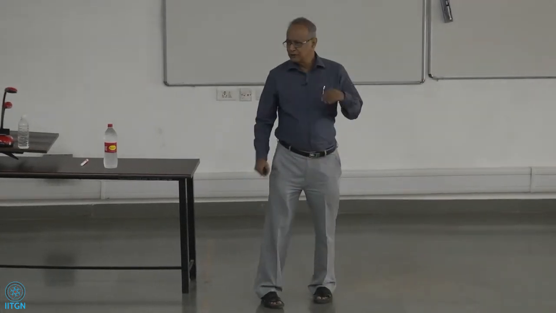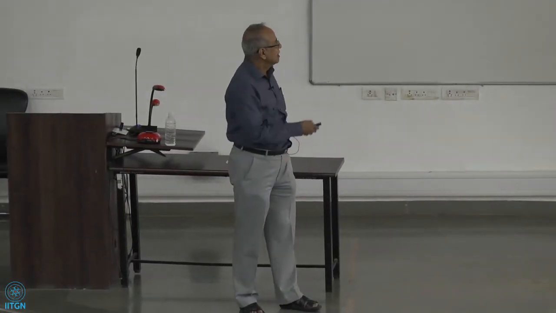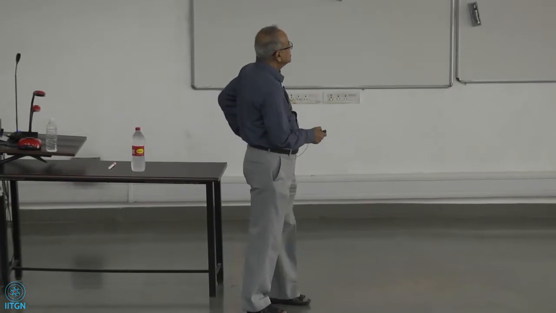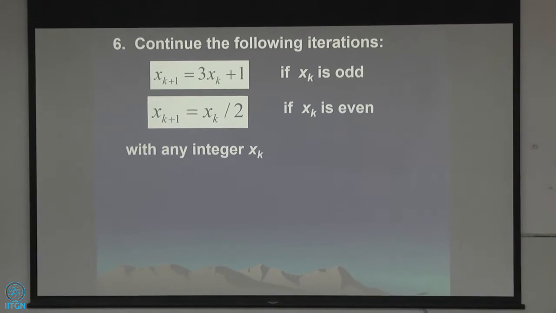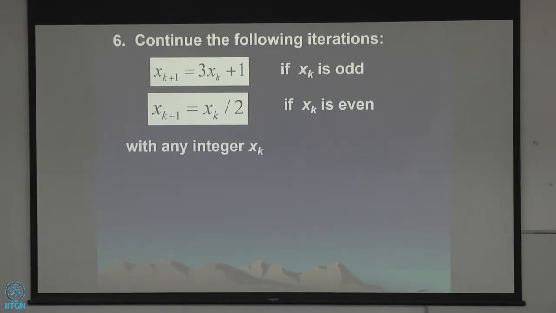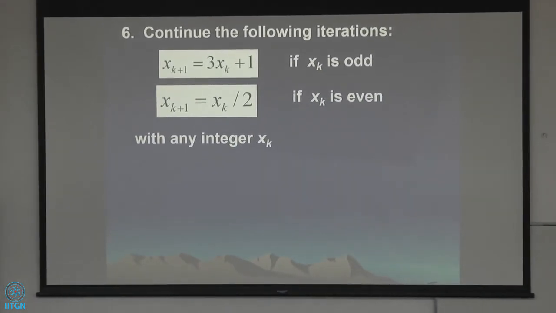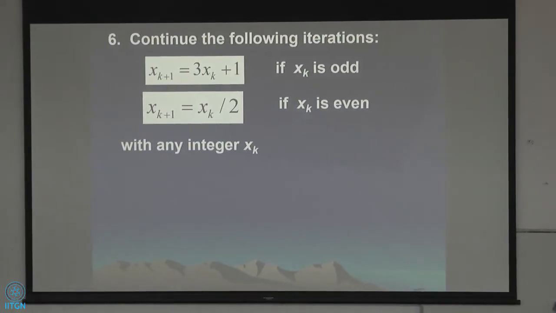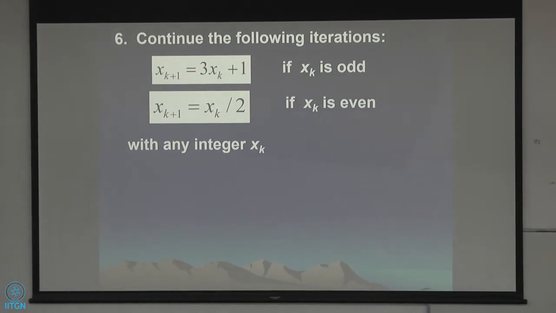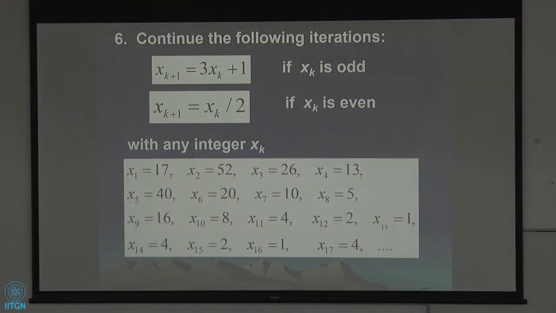Okay. Now we go into a little more complicated kind of iteration. I start with some number xk, and if it is odd, then the next step I get 3xk plus 1, and if it is even, then I get half of xk, and continue this iteration with any starting integer xk. So I start with just like that 17. So it is odd. So the next number is 51 plus 1, 52, and it is even.